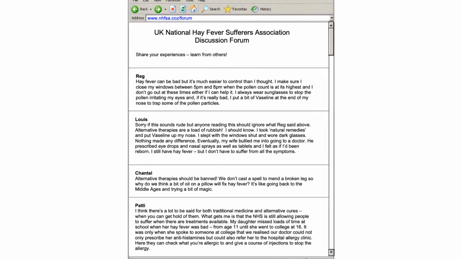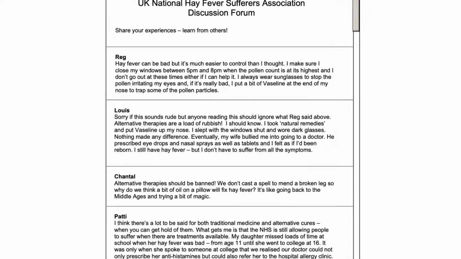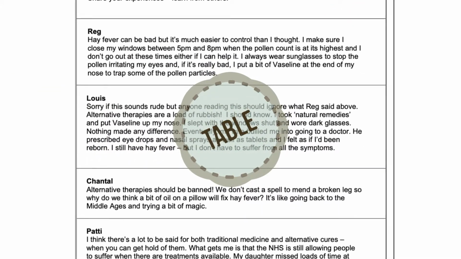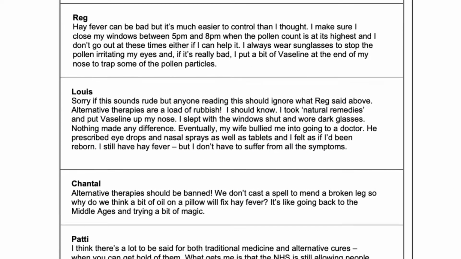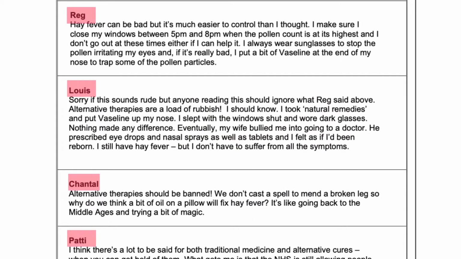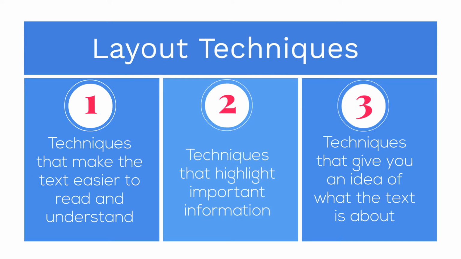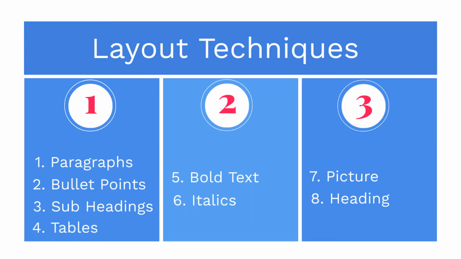Ah yes, this last one is a nifty little thing called a table. When different people's ideas are divided up into their own little rectangle, we call that layout technique a table. And which category do you think this technique belongs to? Exactly, techniques that make the text easier to read and understand.